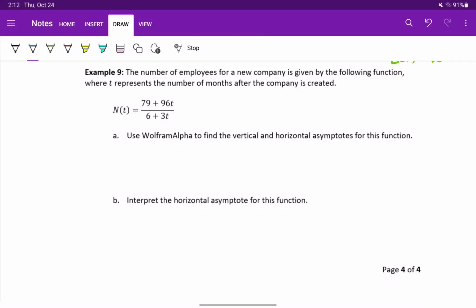In example 9, we have a function that tells us about the number of employees for a new company, where t represents the number of months after the company is created. So after t months, how many employees has our company brought on? We want to use Wolfram Alpha to find all vertical and horizontal asymptotes for this function.